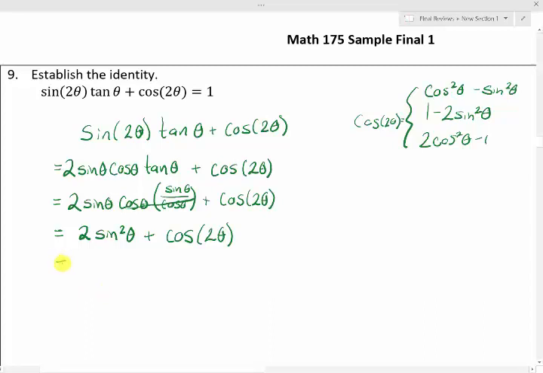So I'm going to replace cosine of 2 theta with 1 minus 2 sine squared theta. So then my 2 sine squared thetas cancel out, and I'm left equal to 1. And we're done.